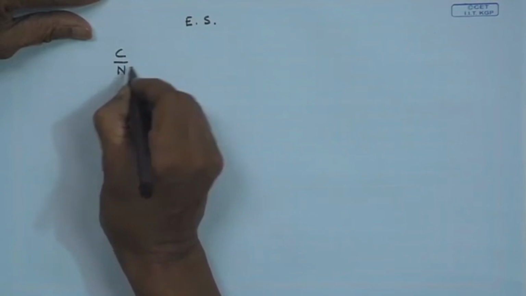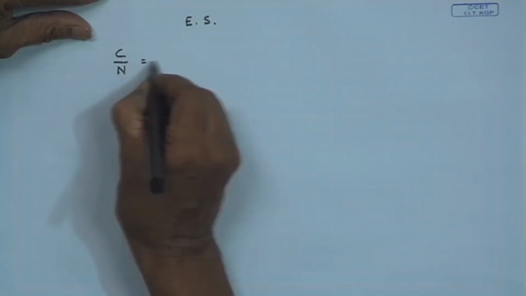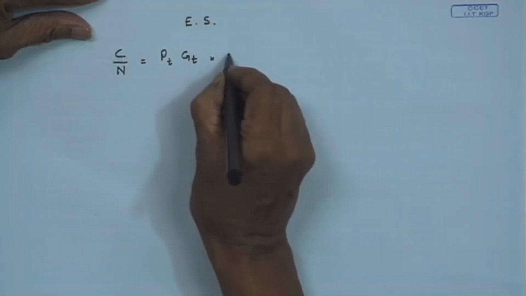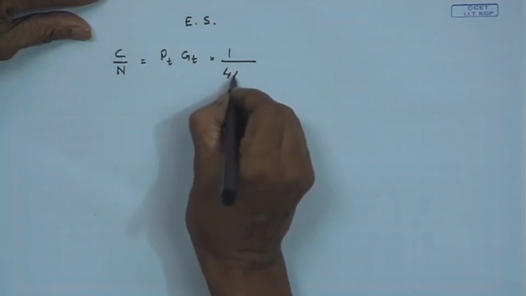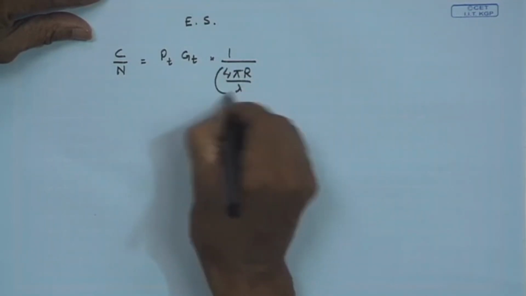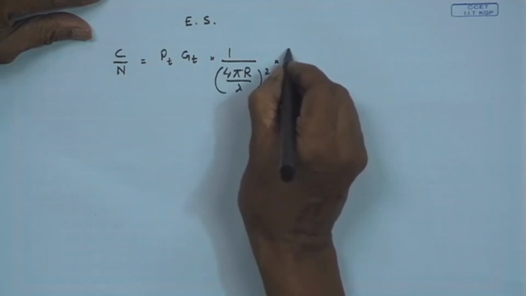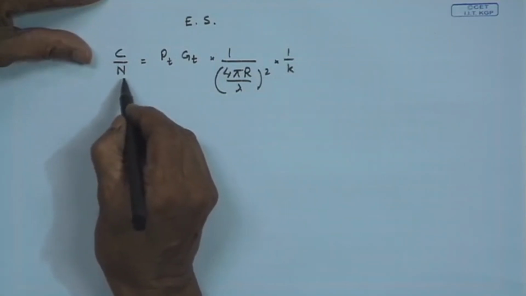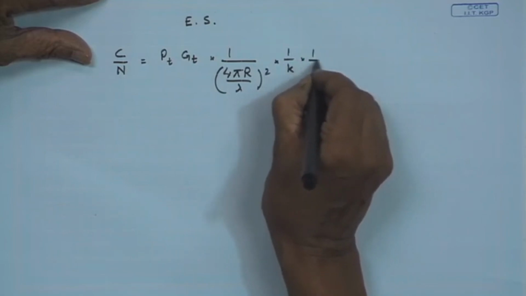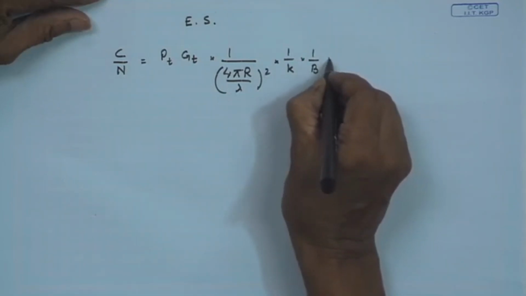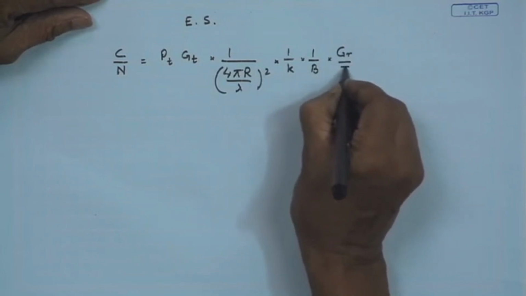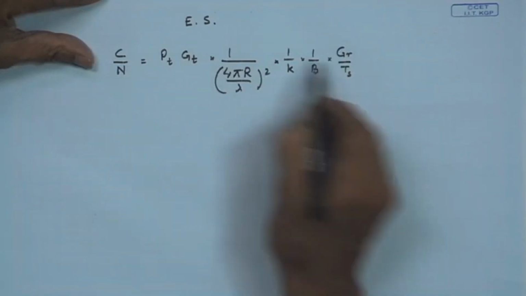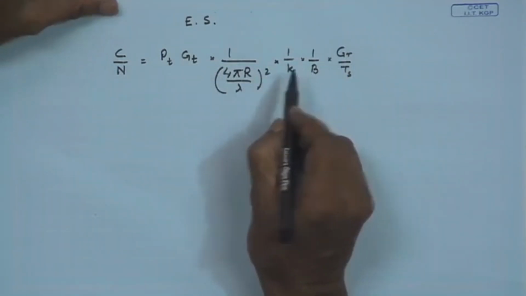let us go back to our transmission equation. C by N is Pt Gt, I continue to repeat this so that you get familiarized with this one, into (lambda by 4 pi r) whole square, into 1 by k. Now, you just see I put C by N, so N naught is not there. So, bandwidth will come this side, another way of presenting, and G r by T. This T is system noise temperature, this is in ratio. It is not in dB. In dB it will be just 10 log of that.